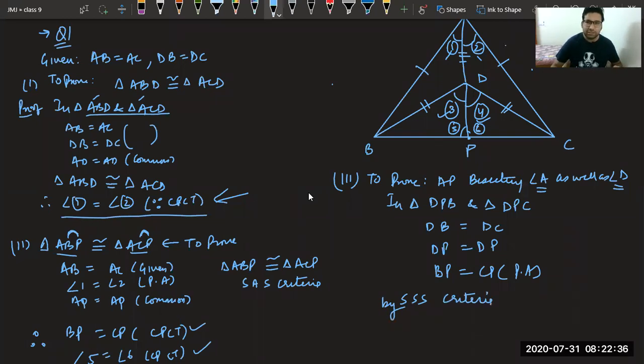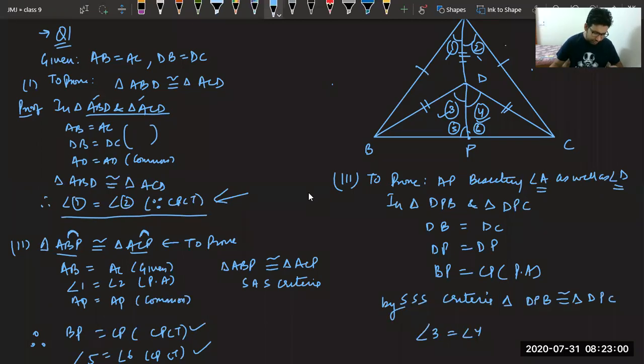If you take angle 5 and 6 as equal, you have to prove them right angle first. That is an issue, so don't take it first. Now we can say, sorry, triangle DPB is congruent to triangle DPC.